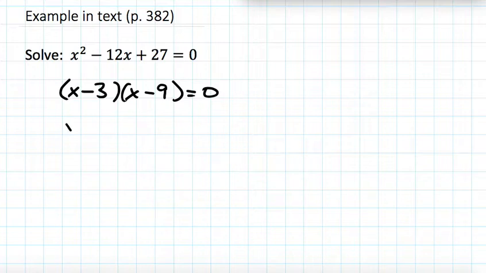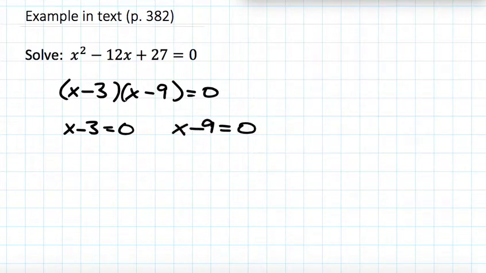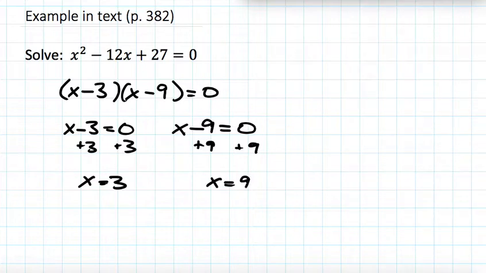Then I set each factor, or each set of parentheses, equal to 0. And then I solve for x for each. So add 3 to both sides, I get x equals 3. Add 9 to both sides, and I get x equals 9. So those are two answers.